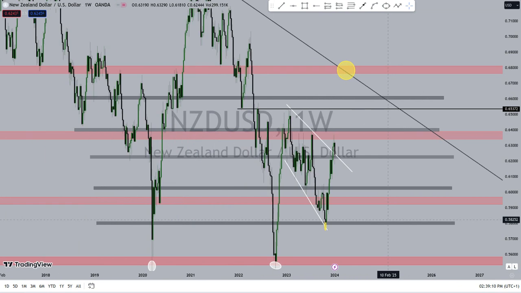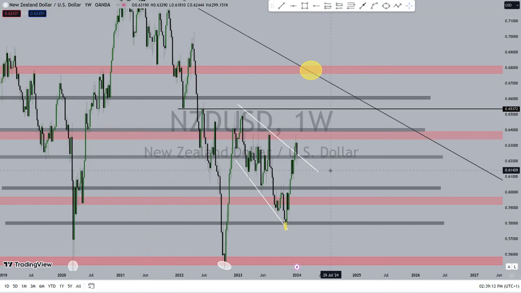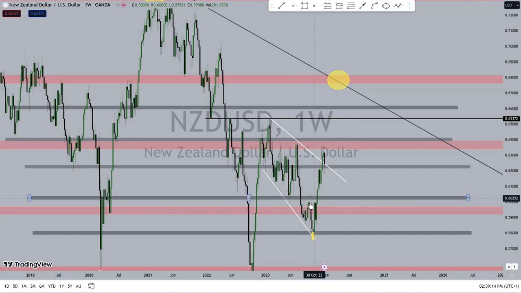Okay, you can see it looking like a head, first leg, head, second shoulder. And you can see the momentum broke above it, gave us a weak rejection, and then it closed above this level here.